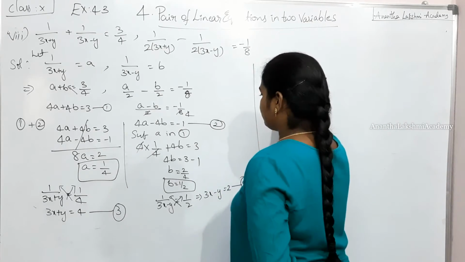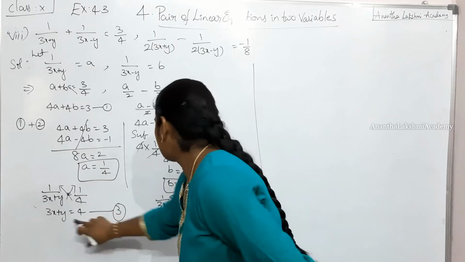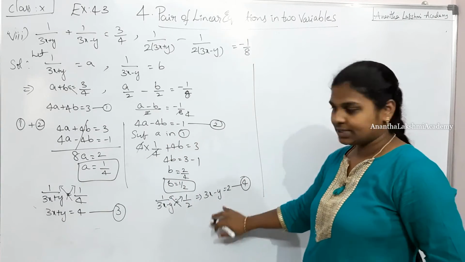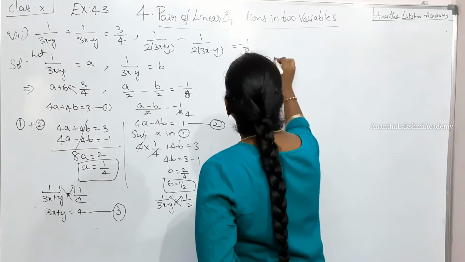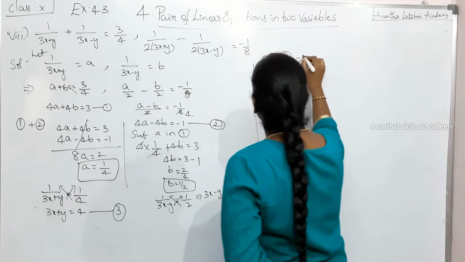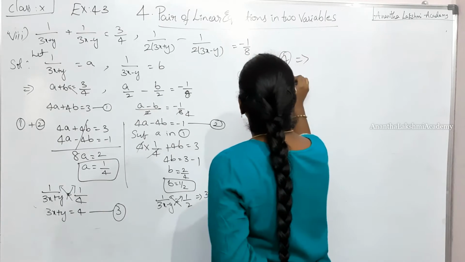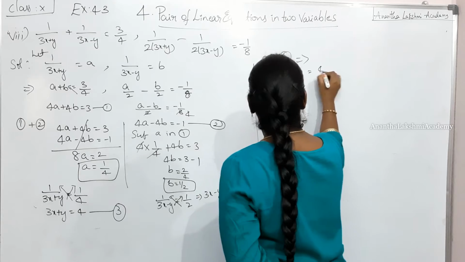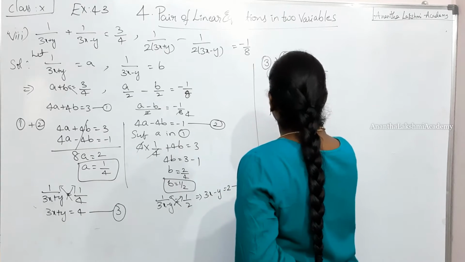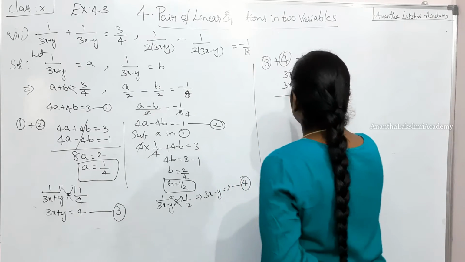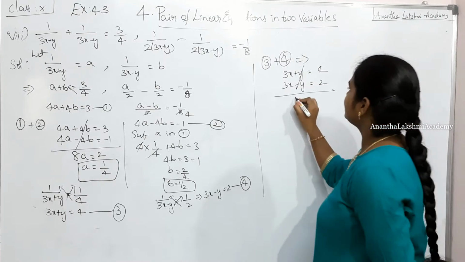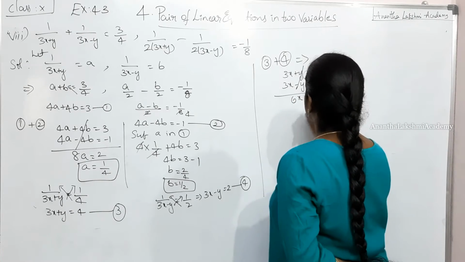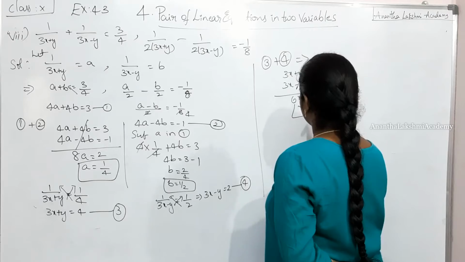Here the y terms are common with opposite signs, so let's add them up. Equation 3 plus equation 4: 3x plus y is equal to 4, and 3x minus y is equal to 2. If you add them, y gets cancelled. 6x is equal to 6. So x is equal to 1.